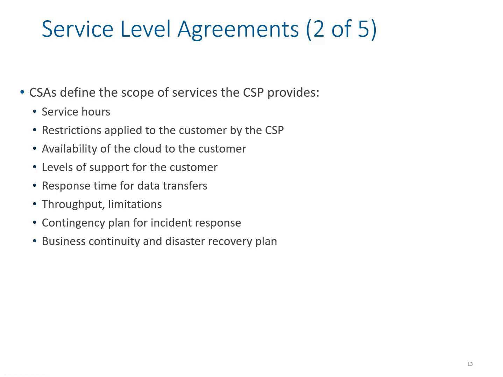Now, we will have to define the scope of the services by the cloud service providers. For example, the service hours: when can you contact them for any support or help. Restrictions applied to the customers, the dos and don'ts from the cloud service providers: what you can do and what you cannot do on their servers. Availability of the cloud to the customers means how reachable it would be to the customers, response time for the data transfer, throughput limitations, what's the maximum bandwidth that you can consume, and the contingency plan or incident response. If it goes down, how will they provide you services?